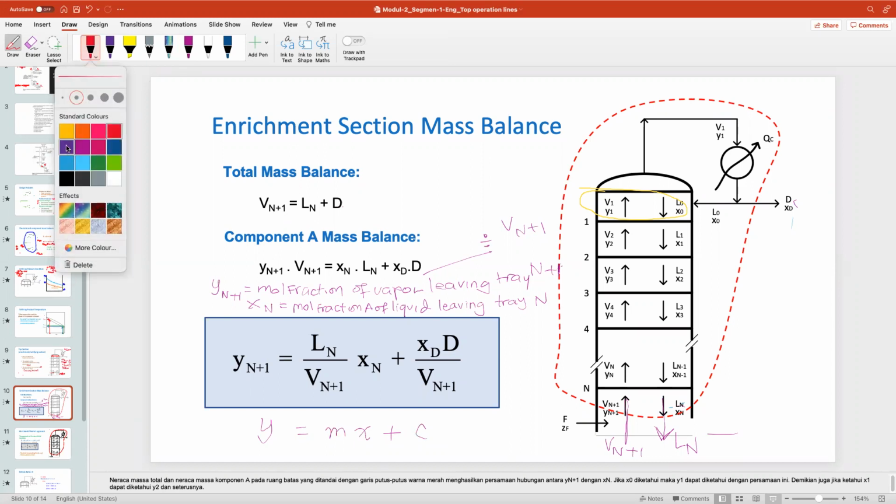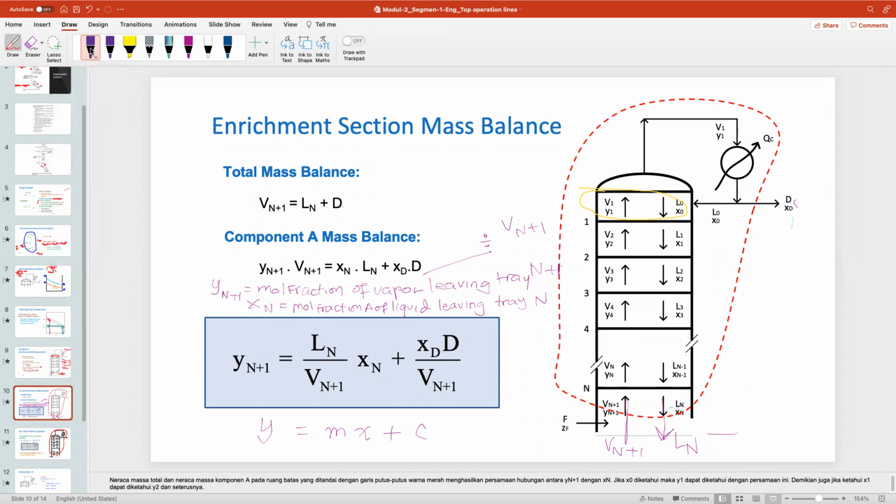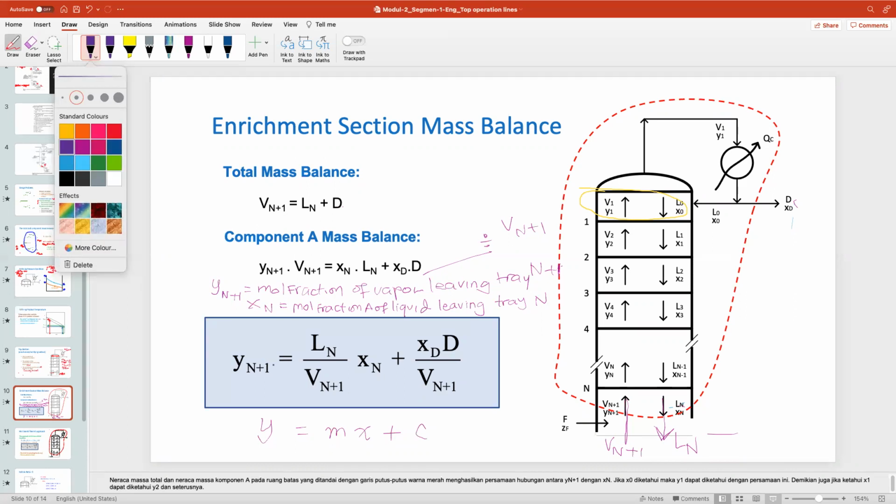So that means if I know the value of this one, I know the value of this one, if I know that one. So that means if I have xn, for example, I can get the Yn plus 1. This is called the operating line later on. Okay, so let's go to the next stage.